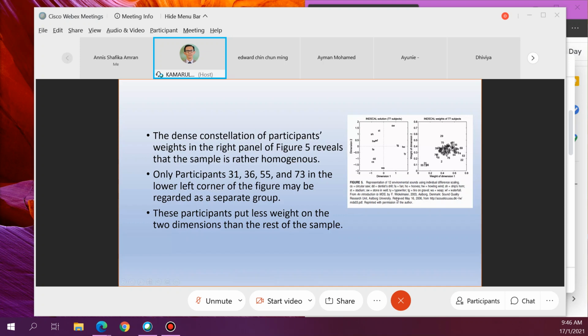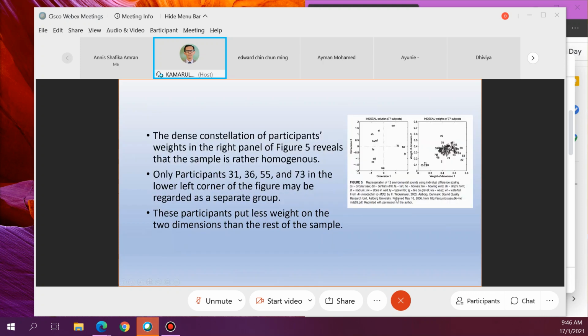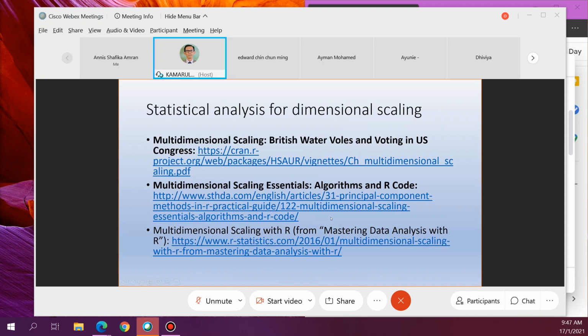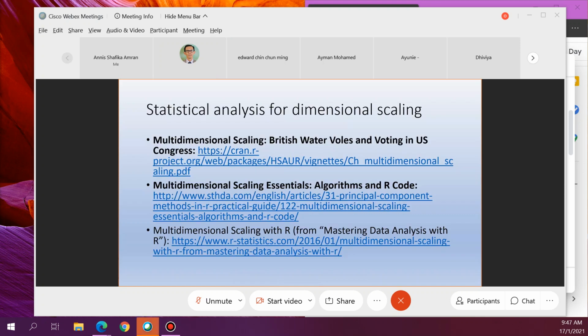So this participant put less weight on 2 dimensions than the rest of the sample. And so what we have gone through is basically the concept of multidimensional scaling. And what's next? Next, we are going to do some analysis. These are the links that will be useful for you to run multidimensional scaling in R.